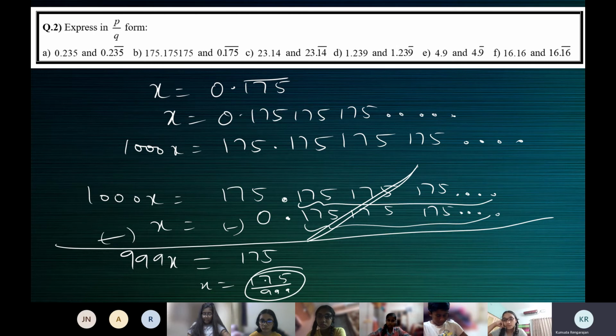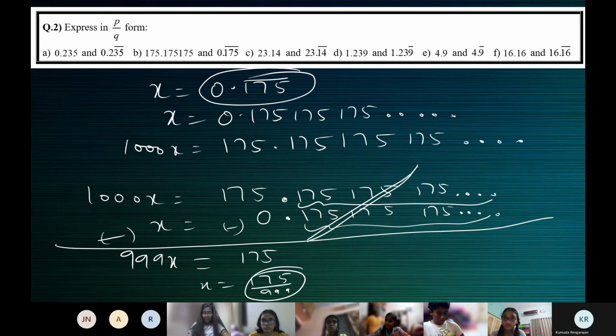This is the P by Q form of 0.175 recurring. I just did it quickly so that you feel comfortable to do the homework. That's all, children. It's all about subtracting. You should have one x equation and then one 10x or 100x or 1000x equation. You must subtract the two equations. Write the two equations one below the other, subtract and get the P by Q form. Isn't it easy?